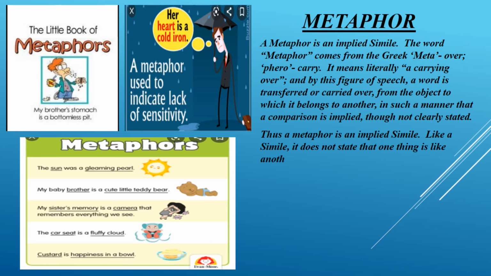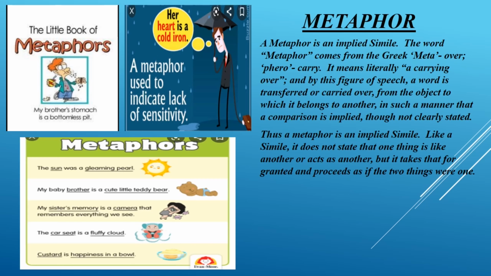Like a simile, it does not state that one thing is like another or acts as another, but it takes that for granted and proceeds as if the two things were one. Look at the example that is given on slide number 3. The sun was a gleaming pearl. Here, the figure of speech is obviously a metaphor because the sun has been implicitly compared or indirectly compared to a pearl.